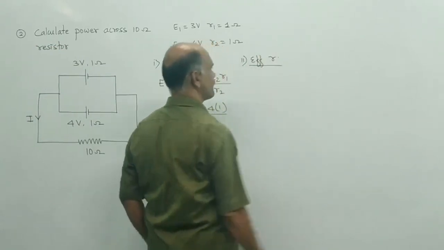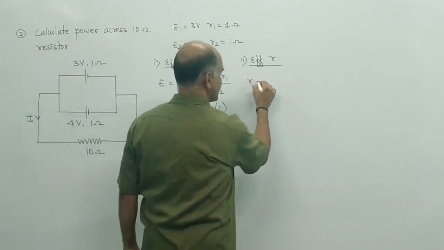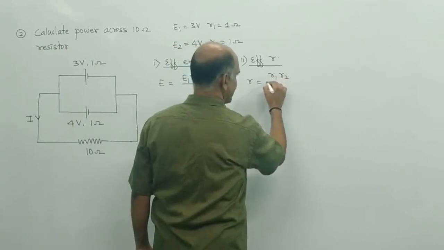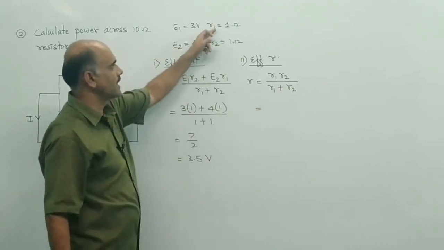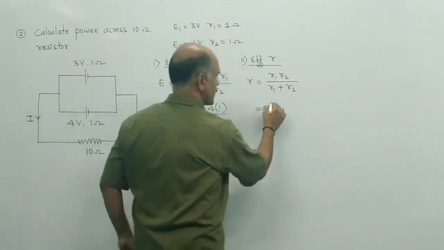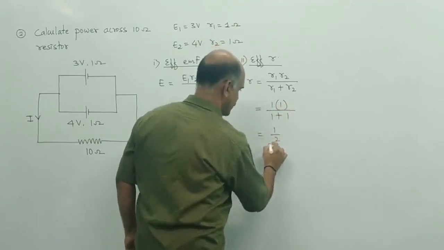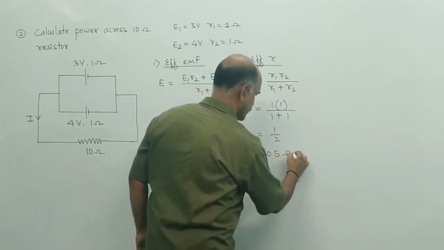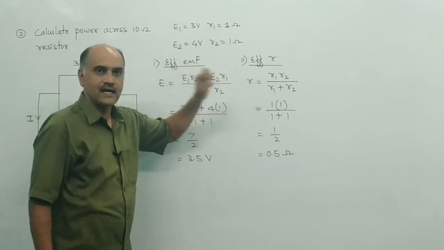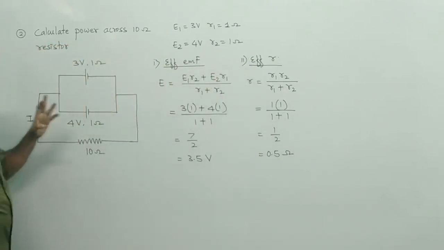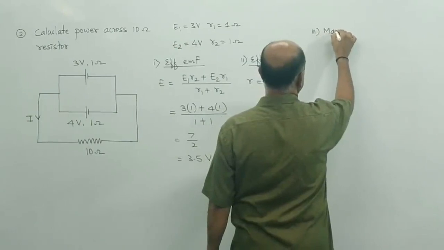In second step, effective internal resistance, small r. Formula is r is equal to R1 R2 divided by R1 plus R2. Substitute, R1 and R2 both values are 1. So you will have 1 into 1 divided by 1 plus 1. So that is 1 by 2, you will get 0.5 ohms. So after finding E and r, our third step will be to find the main current or total current.